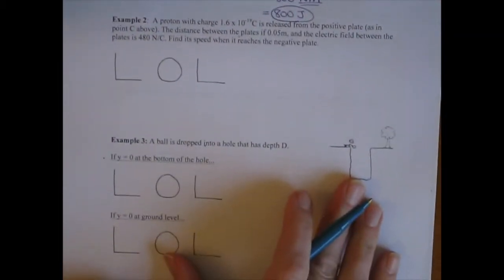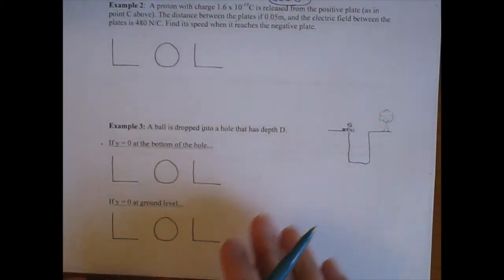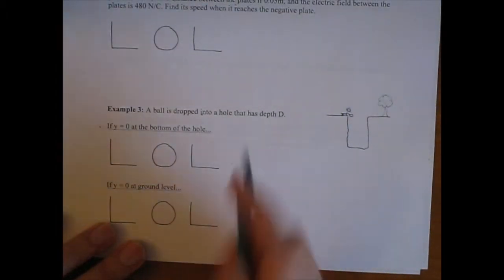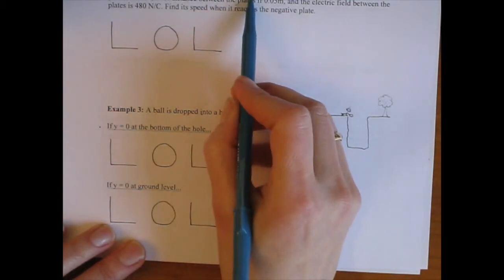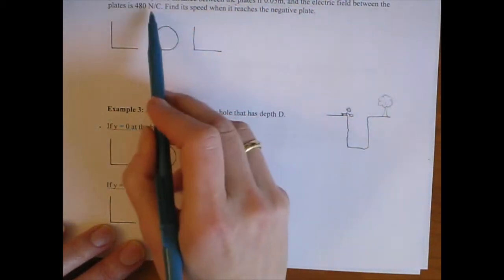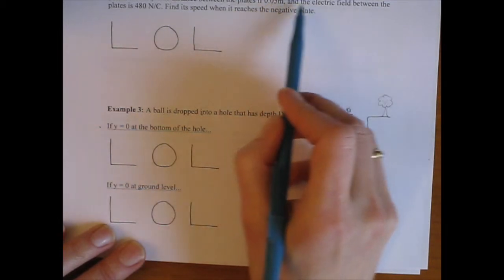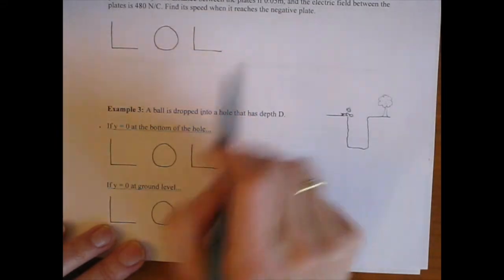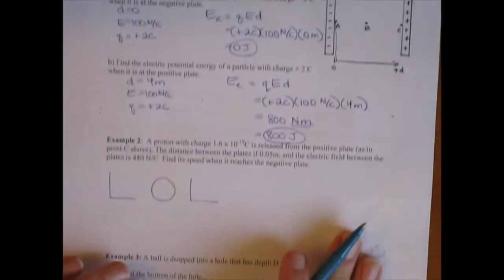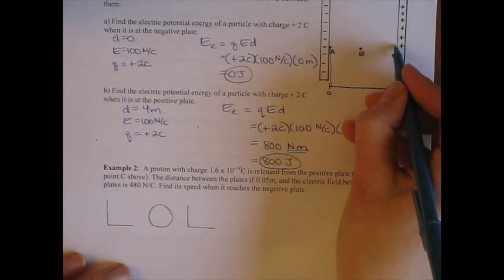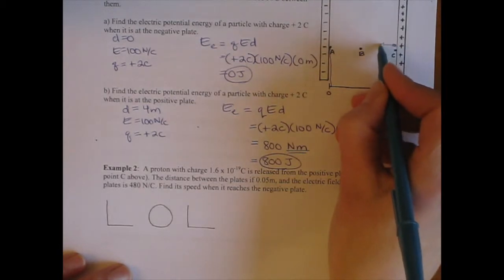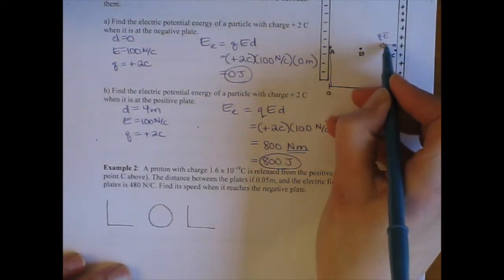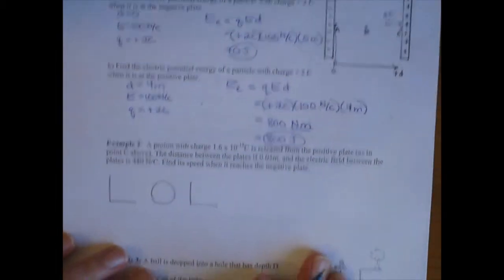Okay, example 2. Let's apply this now to a situation where a particle changes position. A proton with charge 1.6 times 10 to the negative 19 coulombs is released from the positive plate. The distance between the plates is 0.05 and the electric field is 480. Find its speed when it reaches the negative plate. So as we talked about, a particle released here is going to have a force on it, and that is a constant force, and it's going to have a constant acceleration going this way.